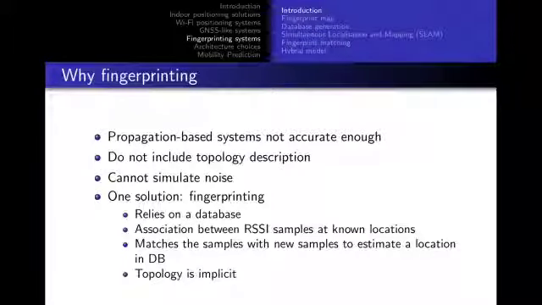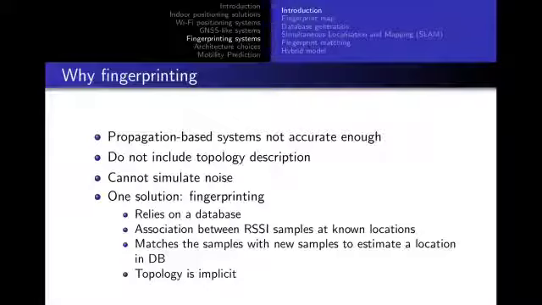So first, why use fingerprinting? We just saw that propagation-based systems, which also stands for GNSS-like systems, are not accurate enough for indoor positioning systems, since they do not include topology description. They cannot simulate various noise that can be included in the signal. So one of the solutions is fingerprinting.